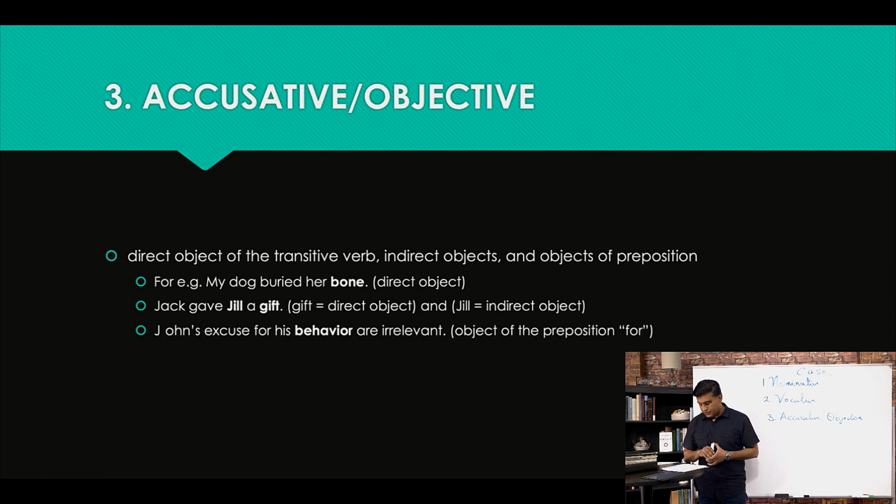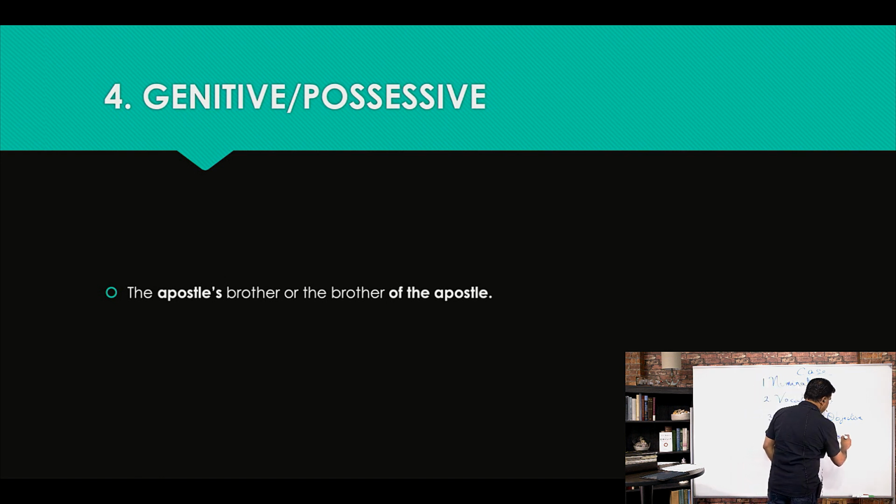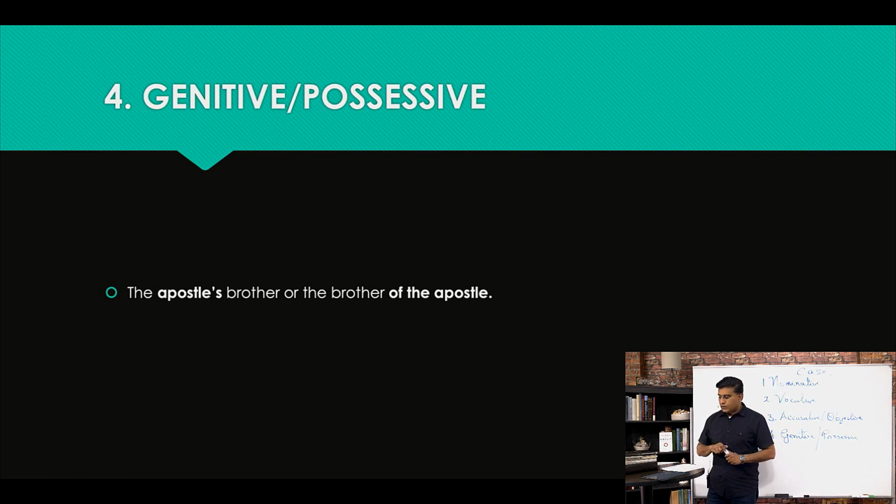Greek course. The fourth case is genitive. Genitive case. And again, if you already know your English grammar, you probably remember it as the possessive case. The possessive case, okay? So, the apostle's brother. Apostle's would be in the genitive, or possessive. But keep in mind, in Greek, we will talk about genitive. We're not going to call it possessive. Or the brother of the apostle.